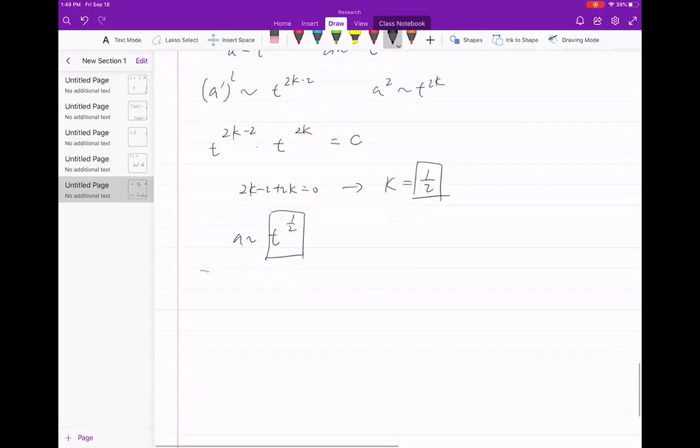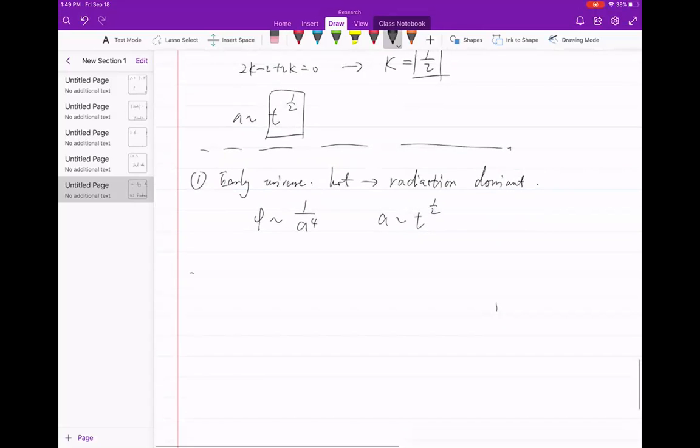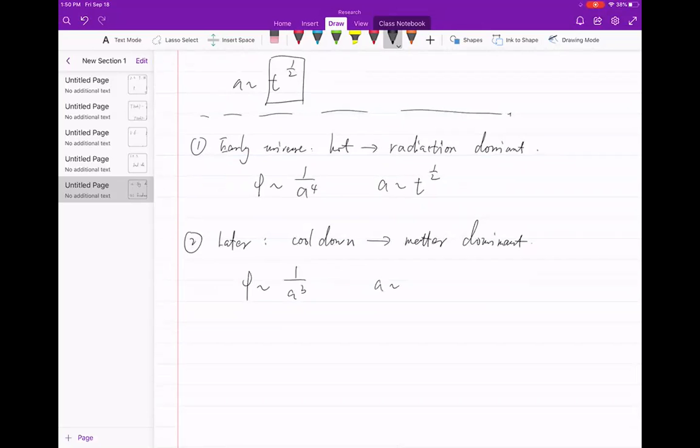Okay, let's summarize the table. We have two cases. The first one is early universe. Everything is hot. Therefore, radioactive. Radiation dominant. Therefore, your rho should be proportional to 1 over a to the 4th. Your a is proportional to t^(1/2). Second case, things cool down. Now instead of radioactive, you have matter dominant. Everything's stable now. Then your rho this time is going to be 1 over a to the cube. Then your a is roughly t to the 2/3.